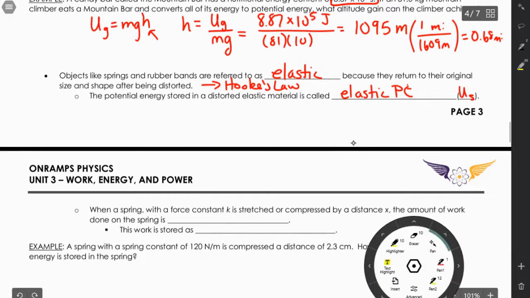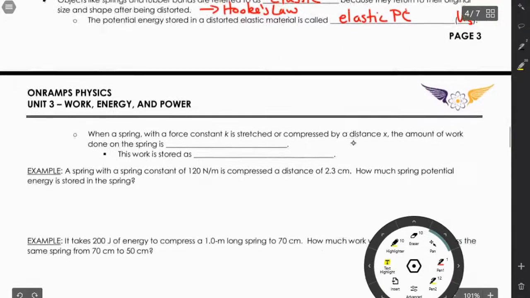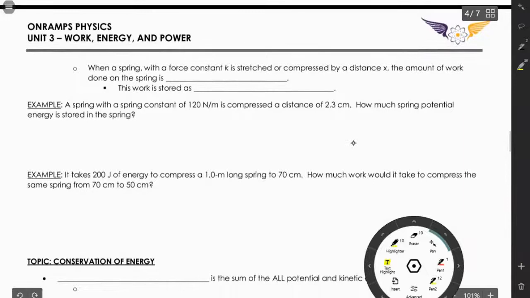I just use U sub S because most of the situations we'll talk about will be for springs. Now, when a spring with the force constant K is stretched or compressed by a distance x, the amount of work done on the spring is equal to 1/2 kx squared. This is also the spring potential energy equation. They're the same thing.